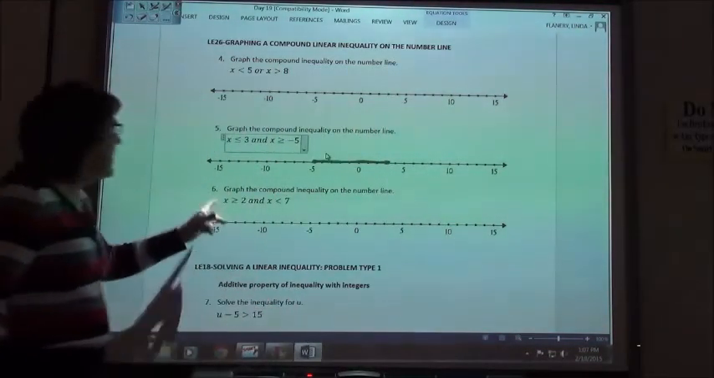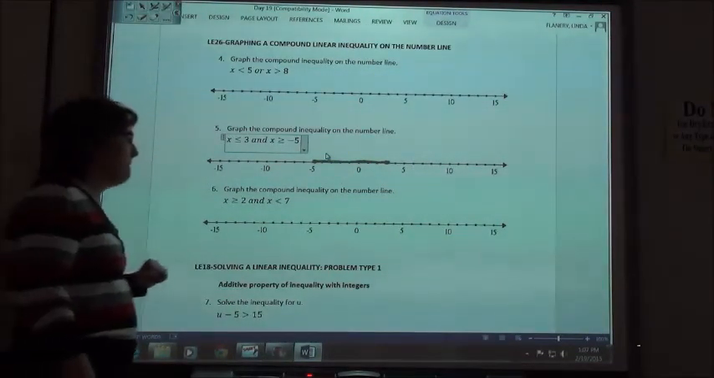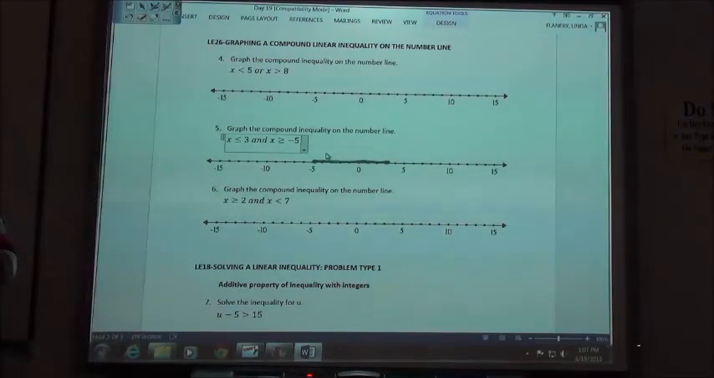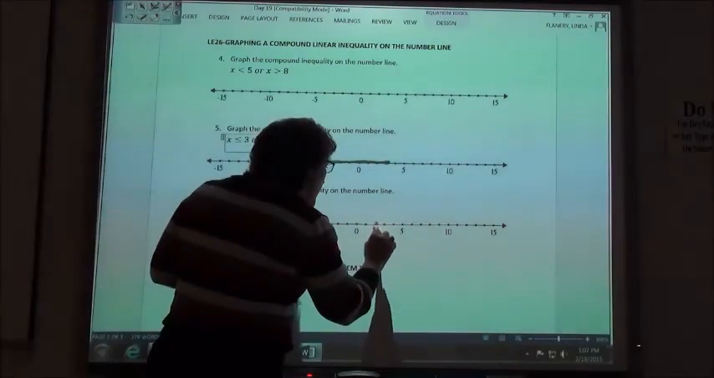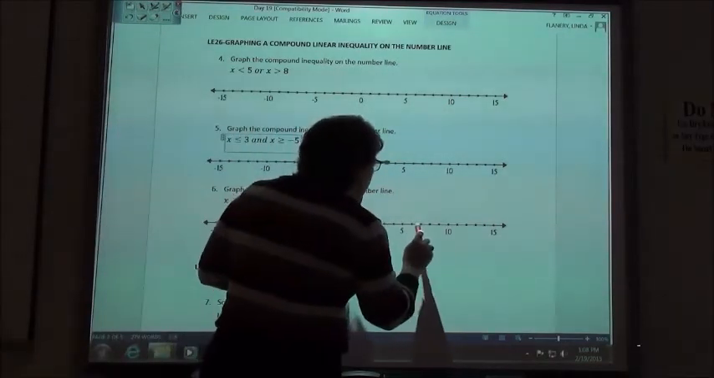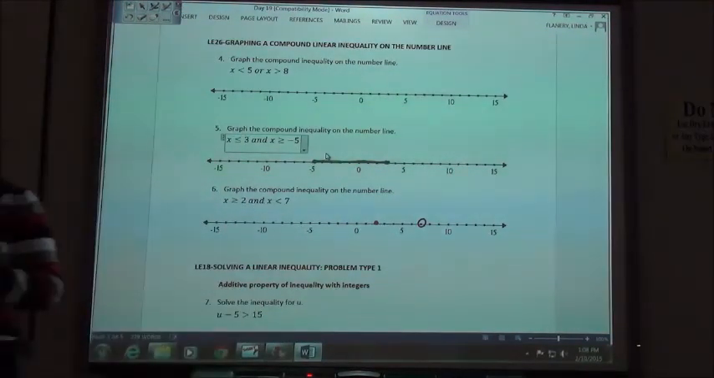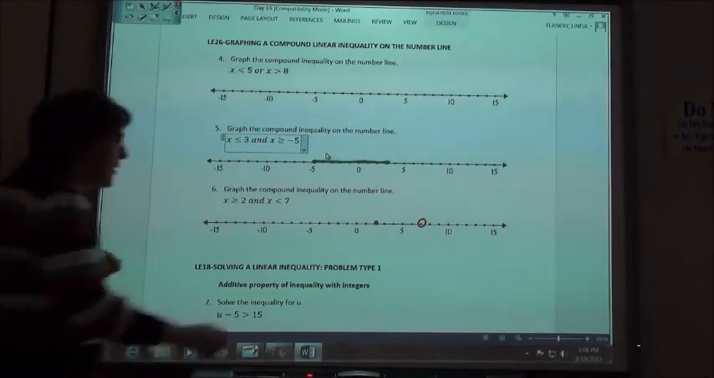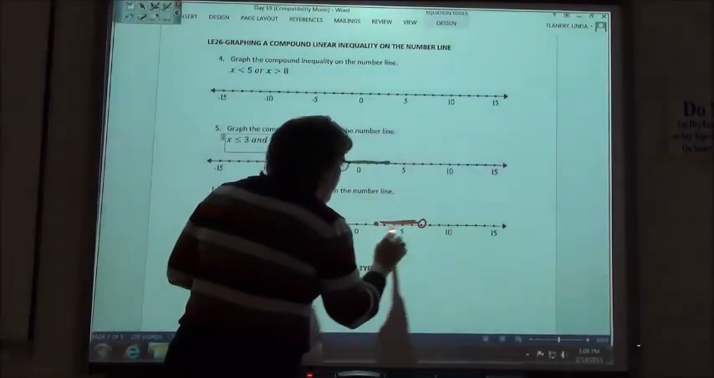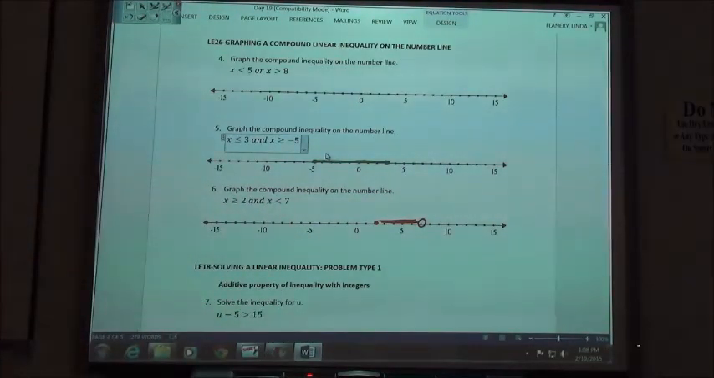So on number 6, x is greater than or equal to 2. What kind of end mark should I have? The closed circle, the filled in circle, 1, 2. X is less than 7. What kind of end mark should that one have? The open circle, 5, 6, 7. And then you want to shade greater than 2 and less than 7, so you should be shading in the middle of those two dots. I'm on the right side of 2, but the left side of 7. So I'm between my two dots. Okay?